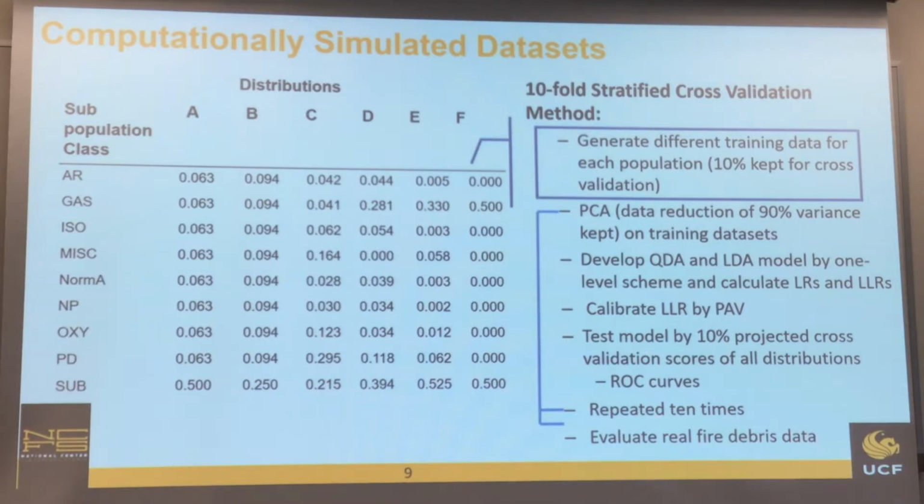Then that 10% that was used for testing was tested to generate receiver operating curves, and that was repeated 10 times. So basically, for each population distribution as the model, it generated 10 ROC plots, and each ROC plot consisted of 6 curves for each testing data set for those population distributions. Now, once an optimal population distribution was determined, that was used to evaluate the error rate.